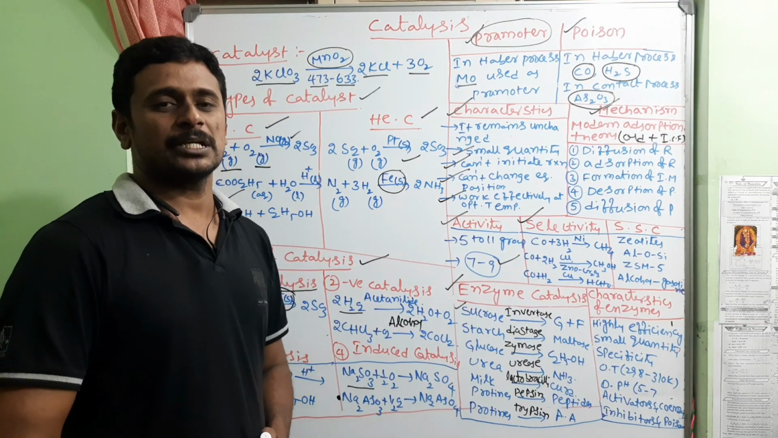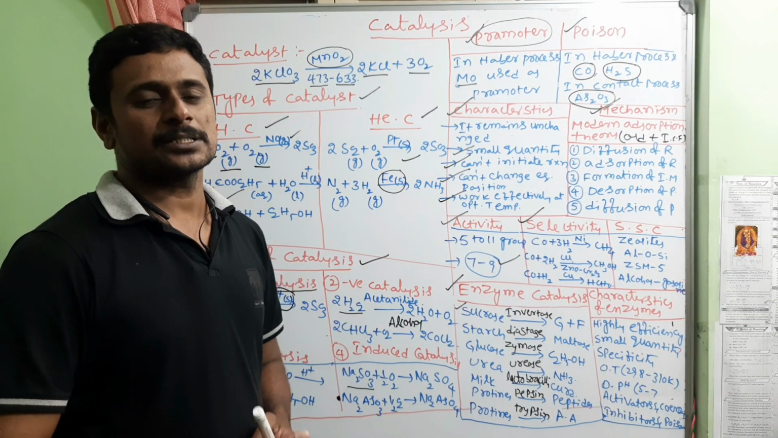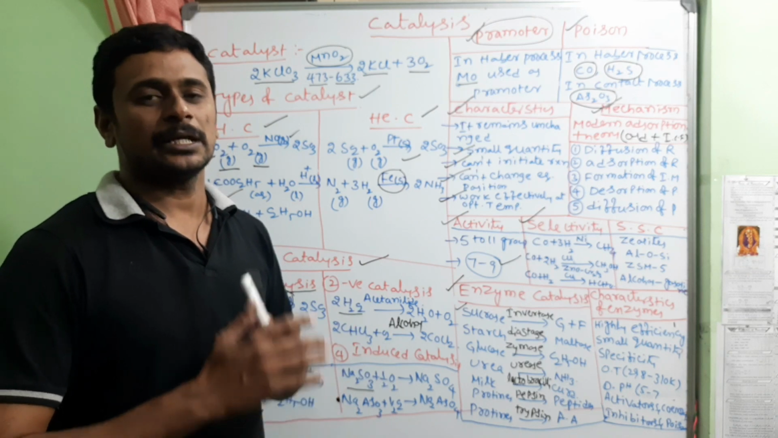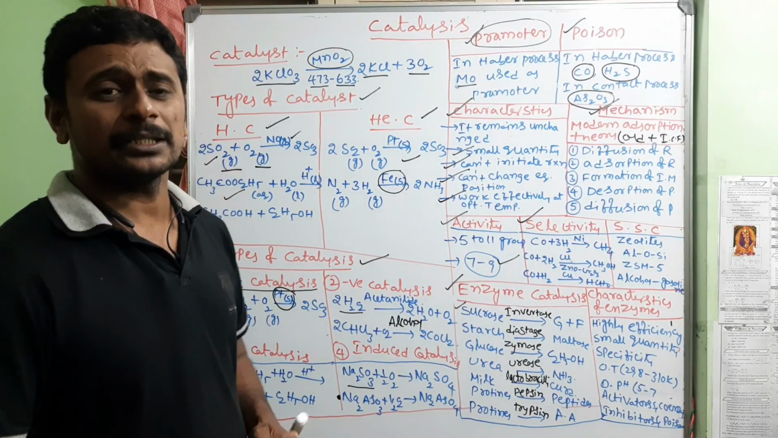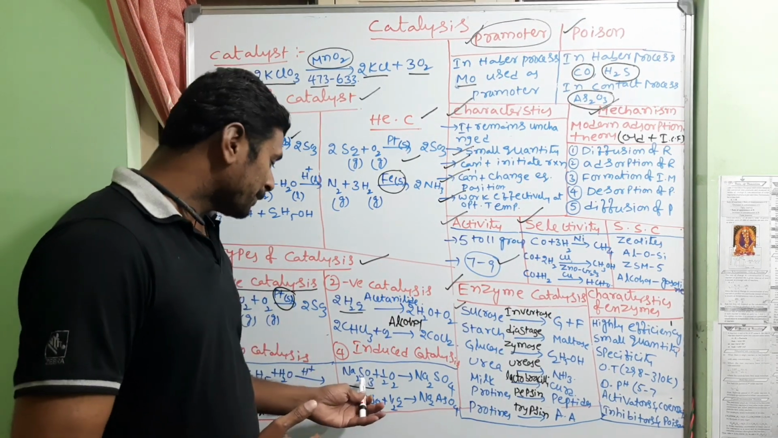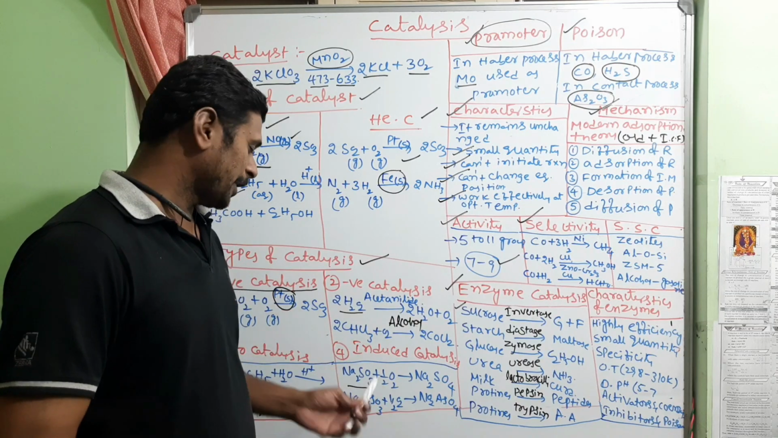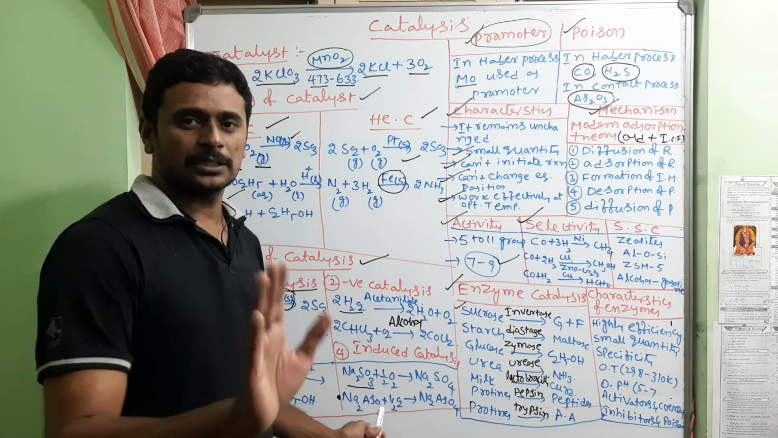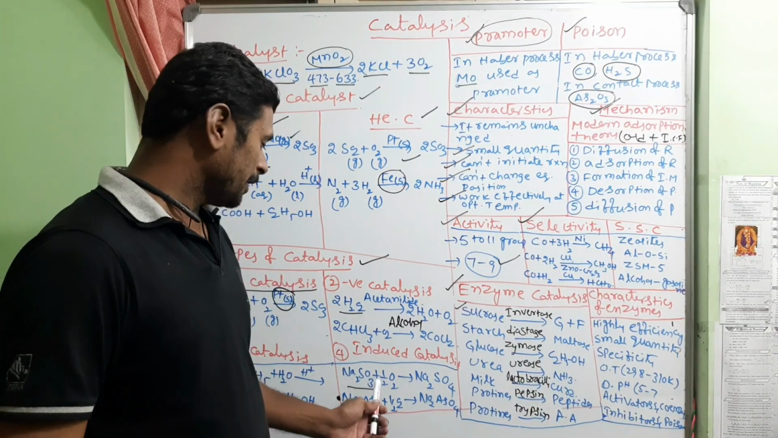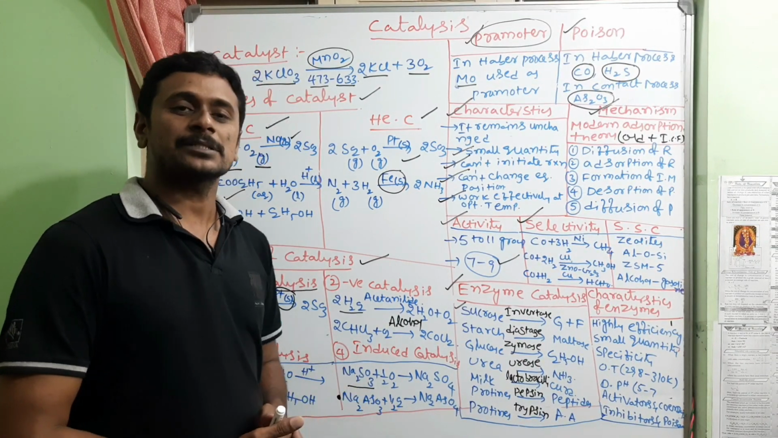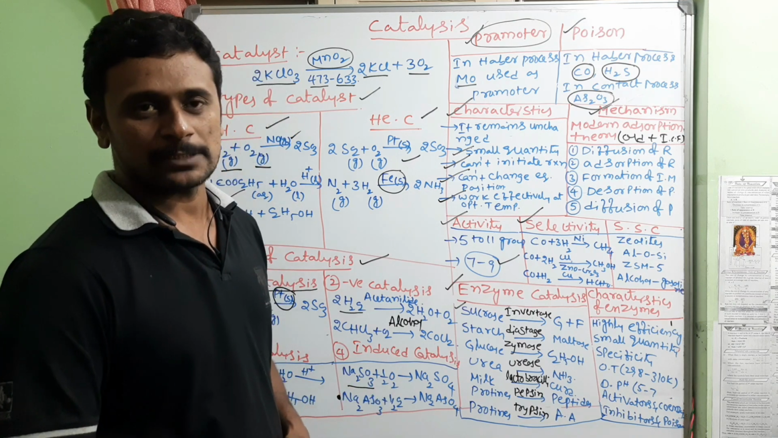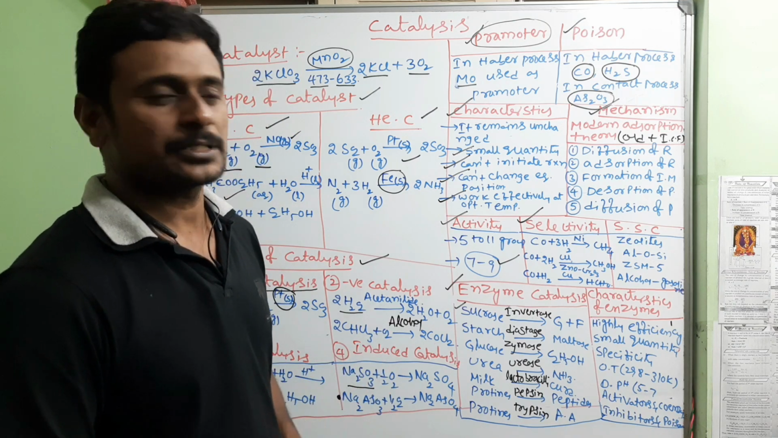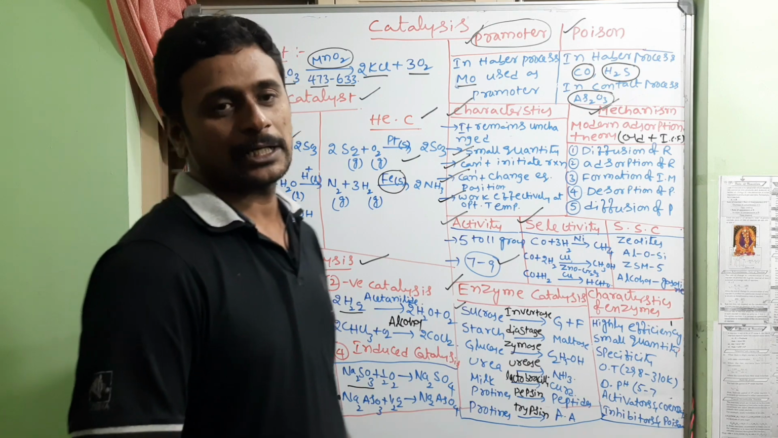Now coming to induced catalysis. Induced catalysis means some chemical reactions do not take place by themselves, but take place in the presence of another reaction. For example, oxidation of sodium arsenite does not take place alone, but in the presence of oxidation of sodium sulfite this reaction takes place. Such types of reactions are called induced catalysis.